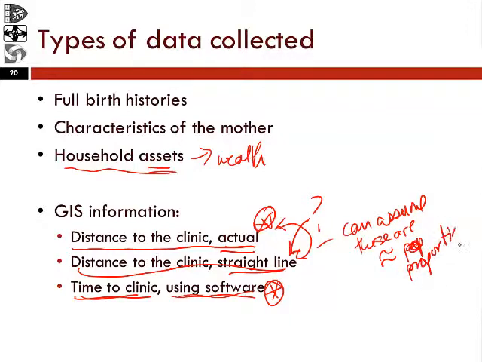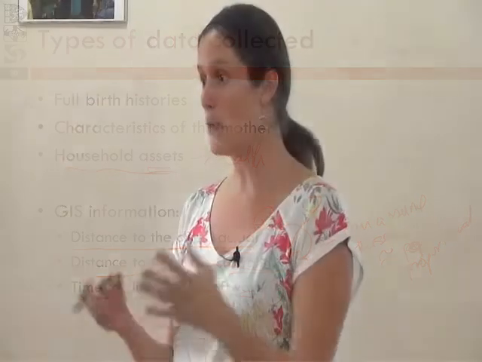So you can assume that if the actual distance is far, then the straight line distance is far. And what Eileen is telling me is actually you could have the same straight line distance, but if this person has a mountain in the way, they have to go much further. Okay? So that is one thing.